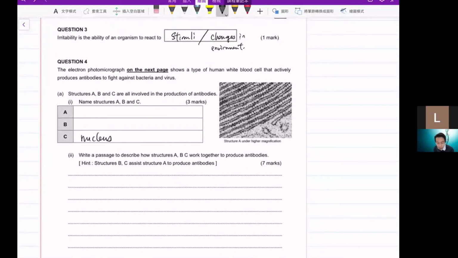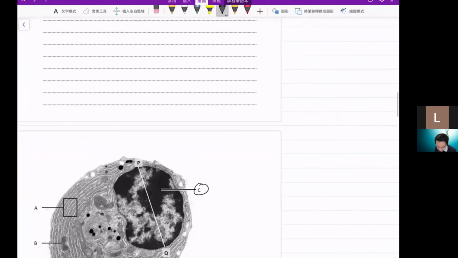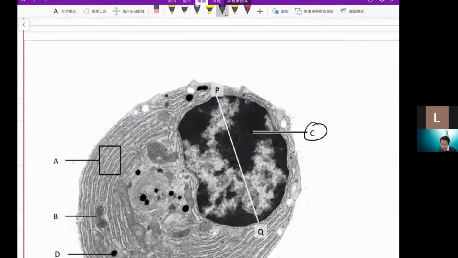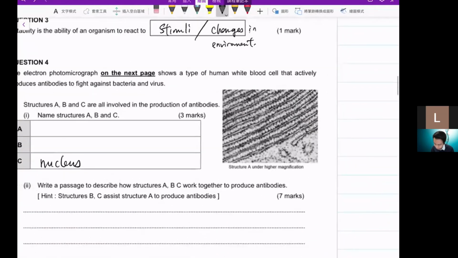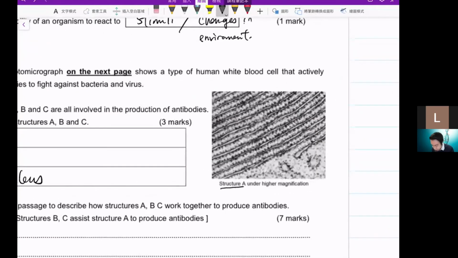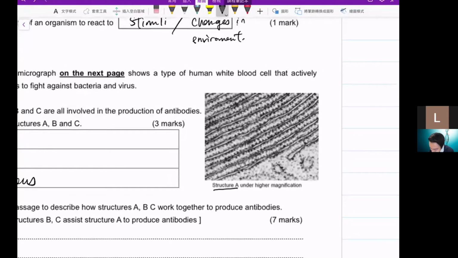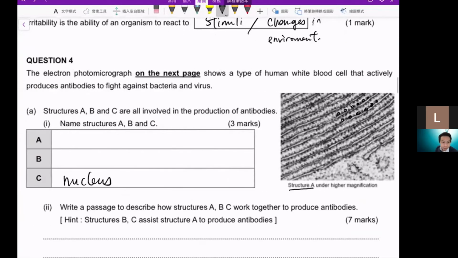最容易 label 係呢個㗎啦，其實。And then A. So this is structure A under higher magnification. You can see some black dots on organelle A. Okay, it is obviously rough endoplasmic reticulum.